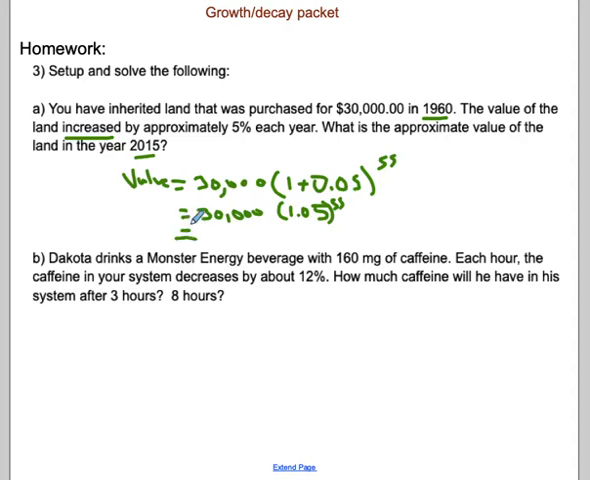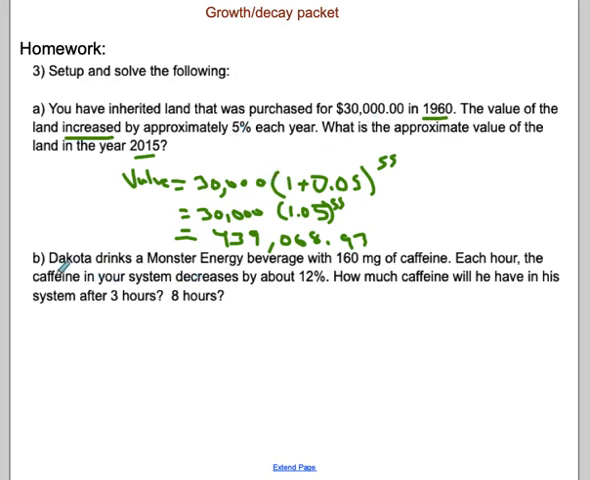And if I do that in my calculator here, I get $439,068, and about 93 cents. Wow. So yes, having that and increasing it 5% each year, awesome.